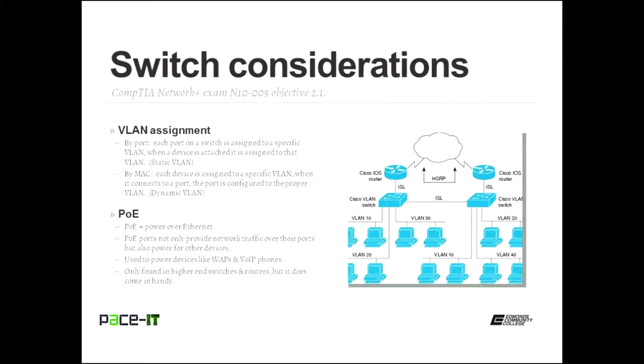And this is in some of their ports. Now, a power over Ethernet port not only provides network traffic, but it also provides an electrical current. It provides enough current to power some small devices, like wireless access points or voice over IP phones. And they are only found in higher-end switches.